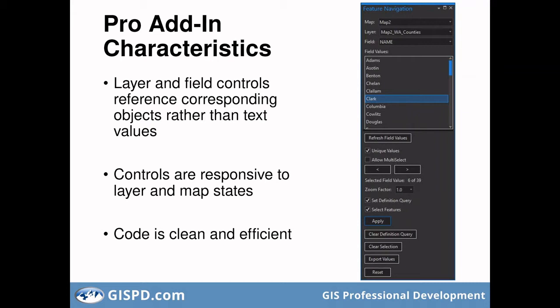As I showed in the demo, controls are responsive to the layer and map states. So for example, if there's no selection for the selected layer, the clear selection button is automatically disabled. Likewise, if the selected map is closed, the tool resets itself. These things mean that the underlying code is cleaner and more efficient than the underlying code in the ArcMap version.